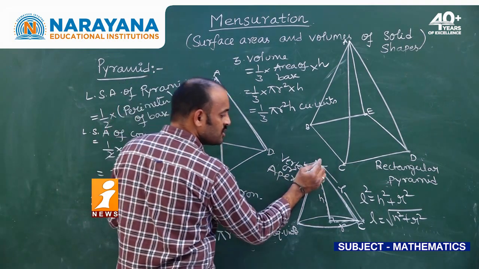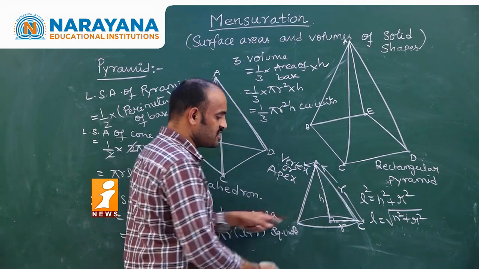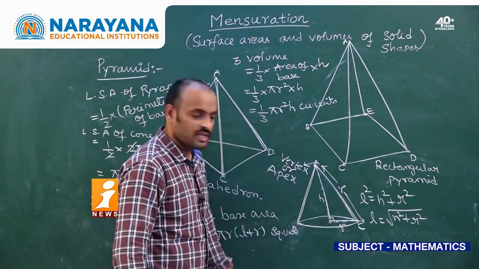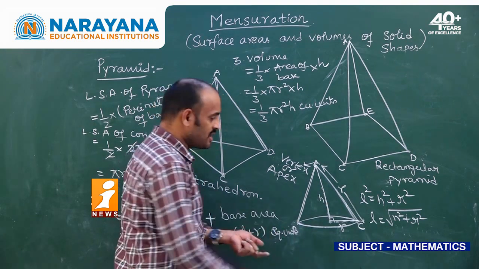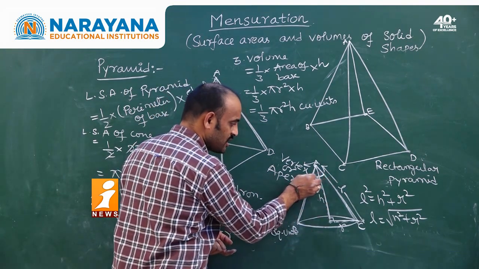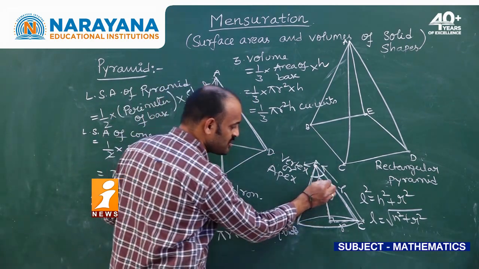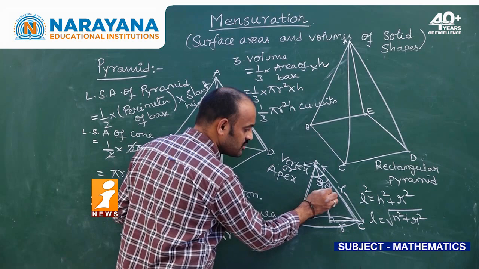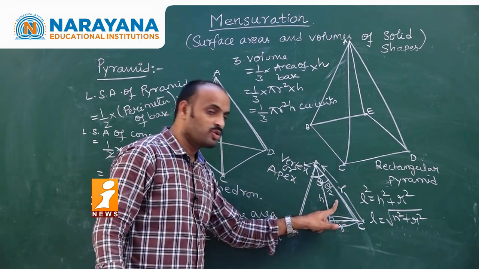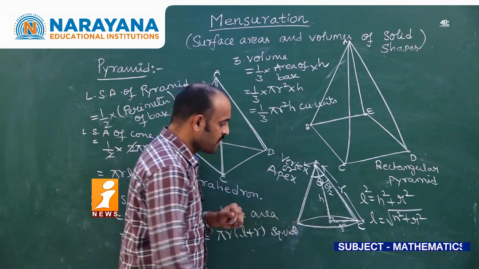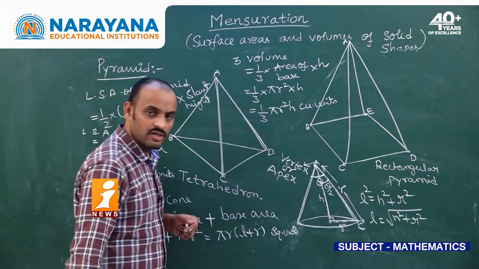Apex means top. Sometimes, instead of giving H, R, L, they will give you one of the dimensions and one of the angles. They will give you the vertical angle, or they will say semi-vertical angle. Semi-vertical angle means only this angle, theta by 2. This axis divides the cone into two equal halves.